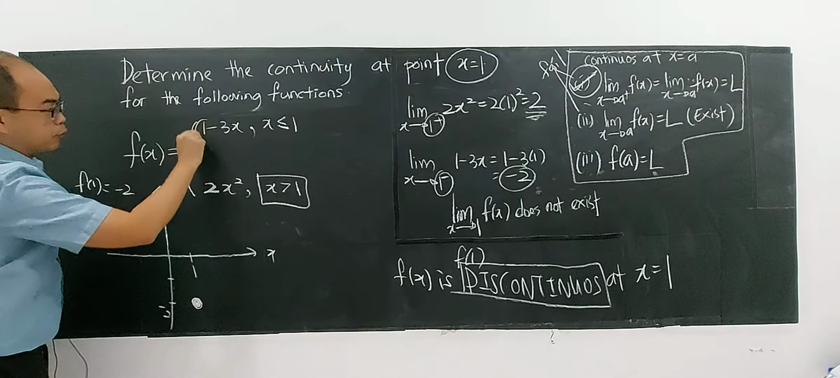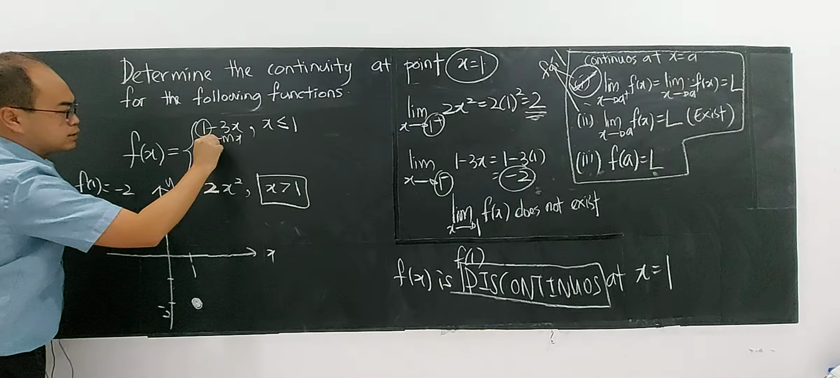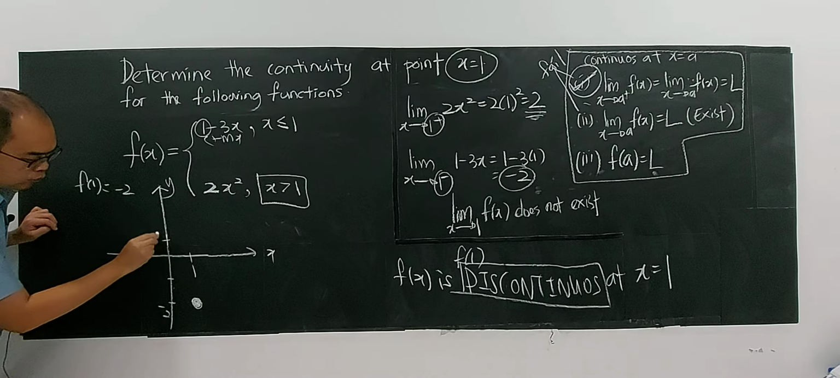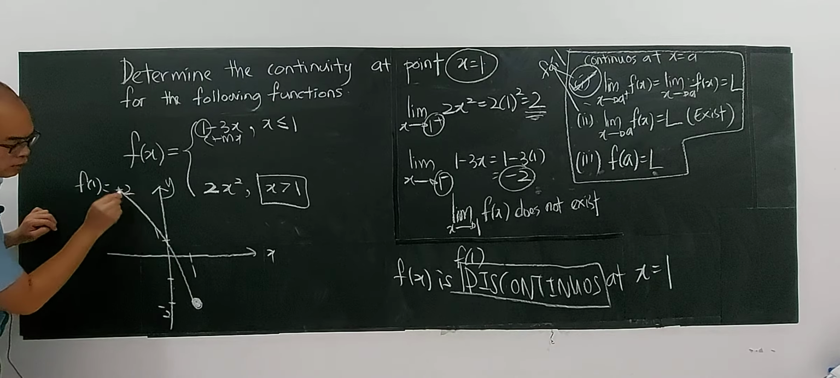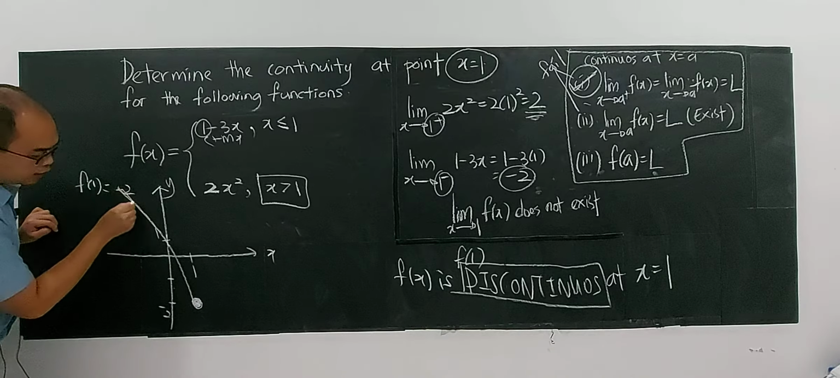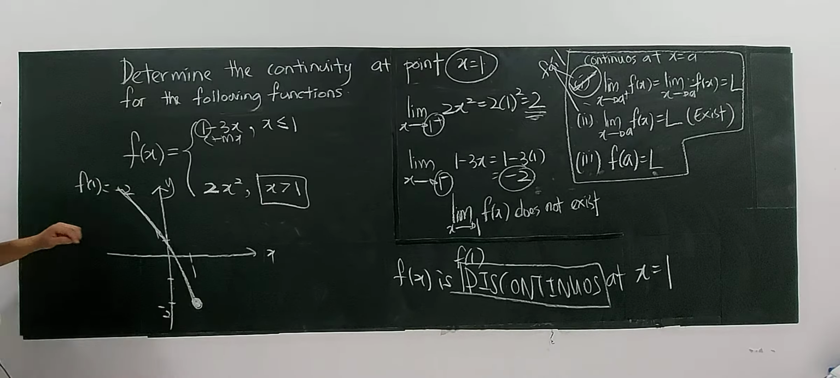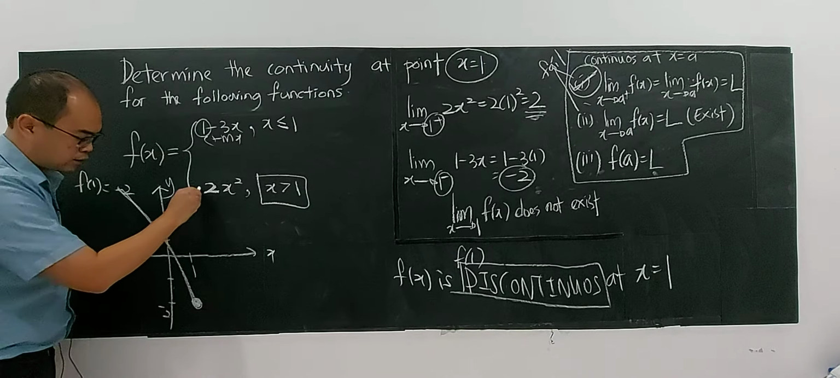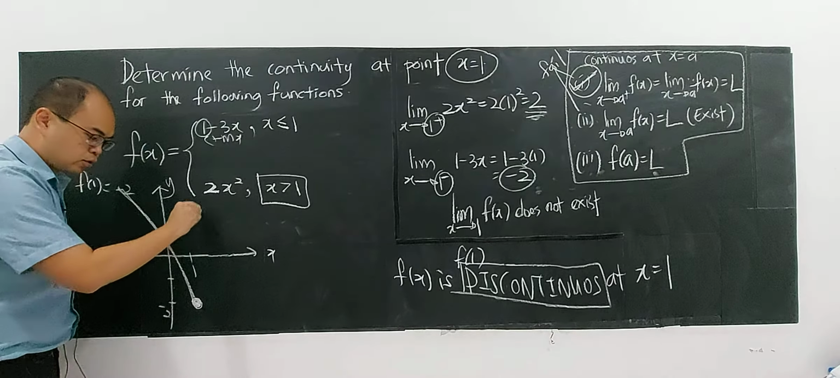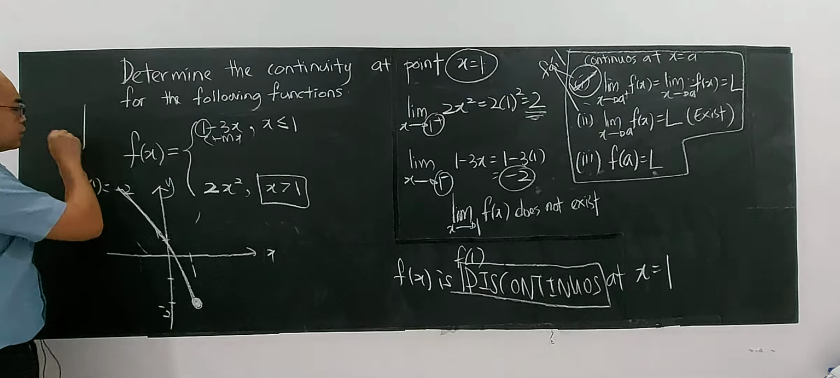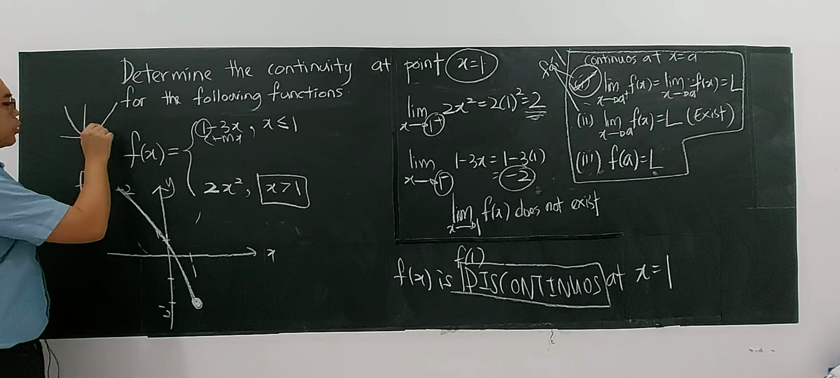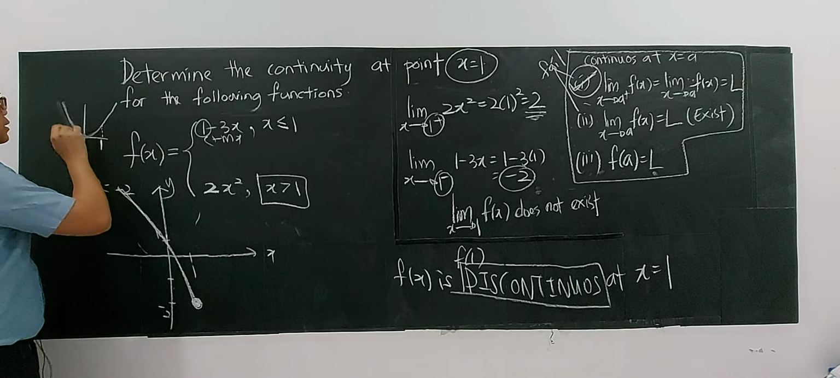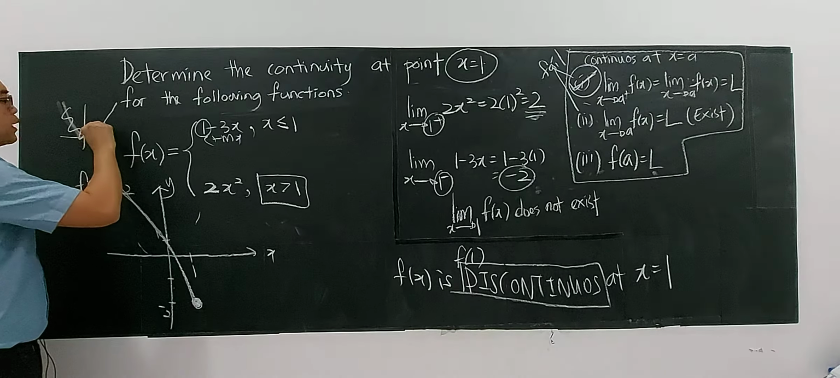The y-intercept, mx plus c, so it's passing through 1. The graph is a straight line that looks like this. Later, 2x squared, the curve goes this way. But we only want the graph after 1. So this part we don't want. I only want this part here.